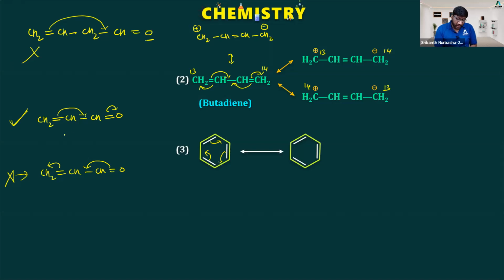And whenever you're comparing two movements, movement of electron density towards a more electronegative atom is more stable when compared to the movement of electron density towards a less electronegative atom. Understood now? So conjugation is the main role. If there is conjugation, then only we can have the possibility of resonance. No conjugation, no resonance.